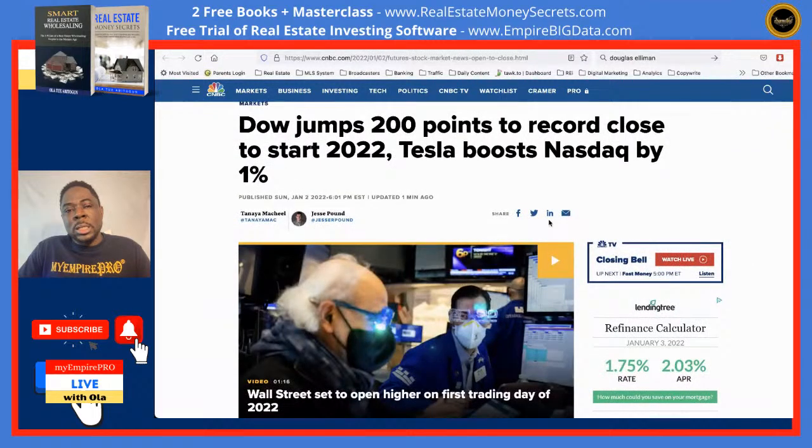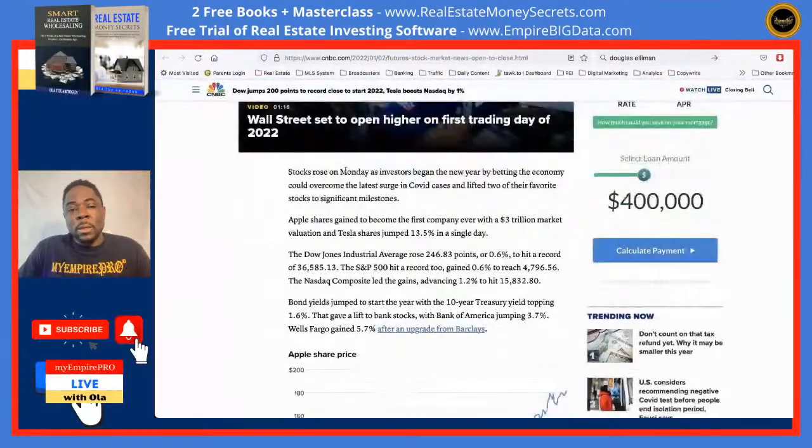Let's see, Dow Jones jumped 200 points. So they're saying 200 points. That was actually a little bit less than 1%. Okay. Stocks rose on Monday as investors began the new year. So think about it right now. There's also the hype of a new year. So a lot of people, their outlook on a brand new year generally is positive, right? Optimistic, right?